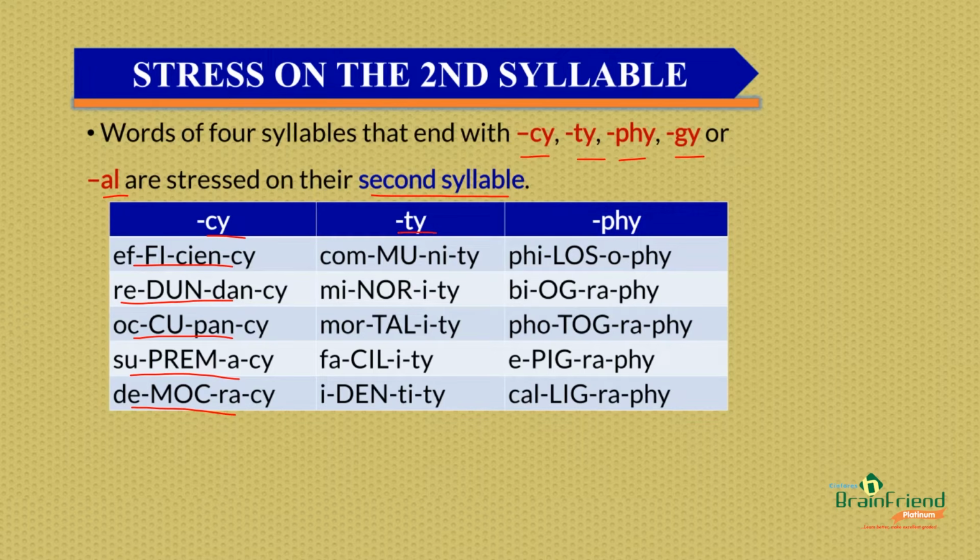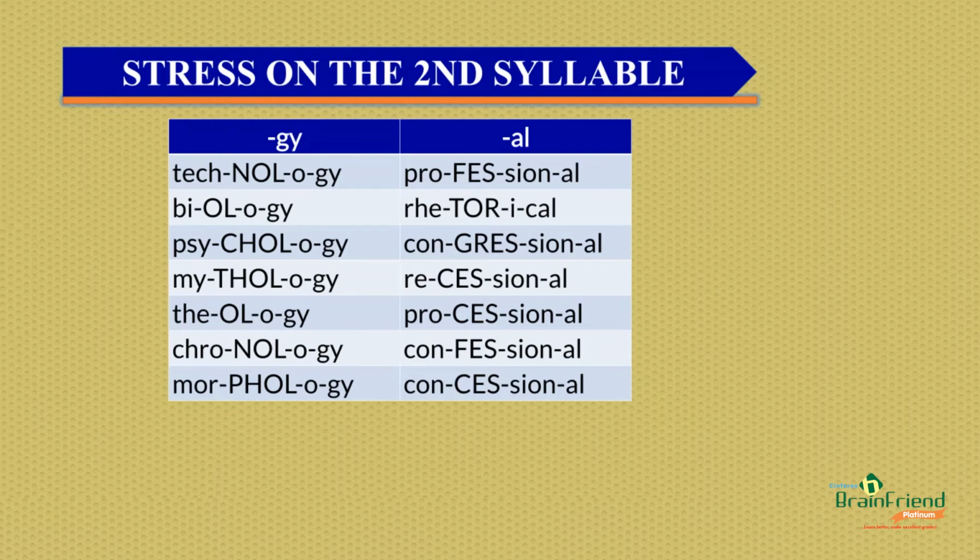For words that end with ty, we have community, minority, mortality, facility, and identity. Next, words that end with phy, we have philosophy, biography, photography, epigraphy, and calligraphy. Now let's look at words that end with gy. We have technology, biology, psychology, mythology, theology, chronology, and lastly, we have morphology.